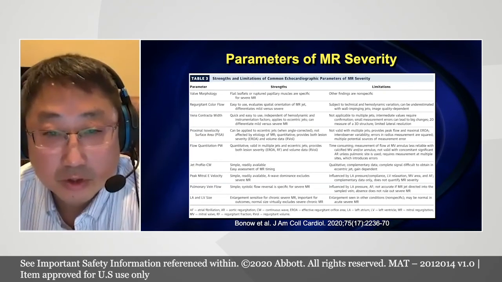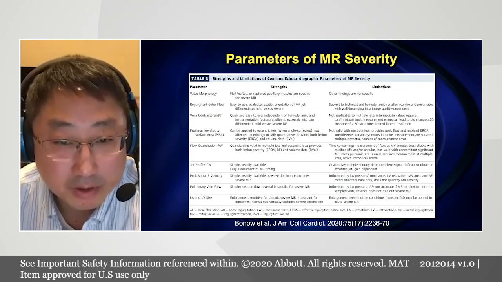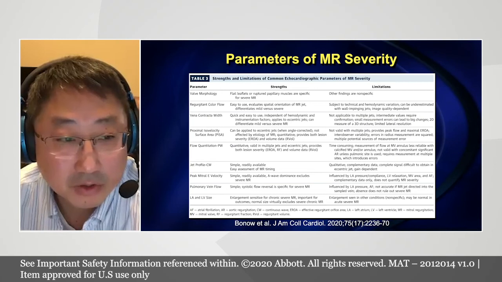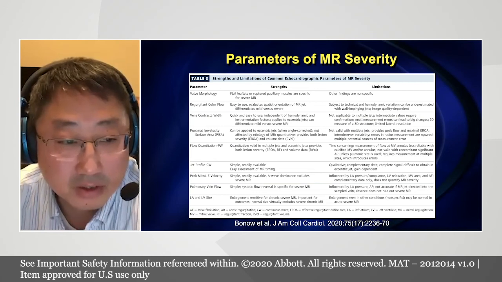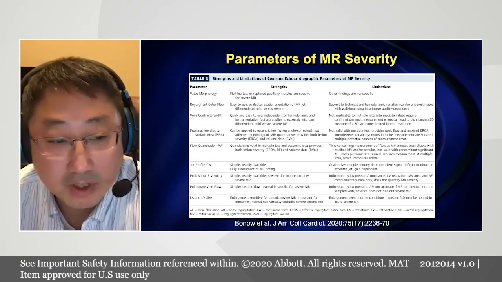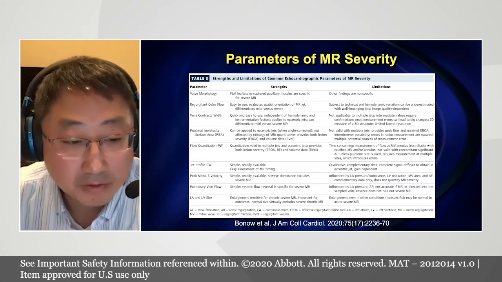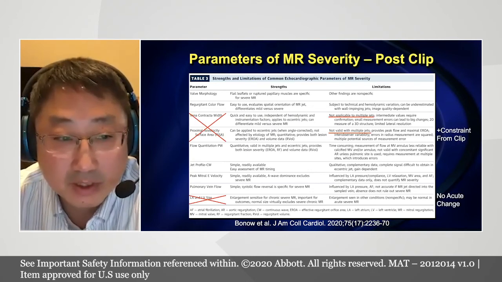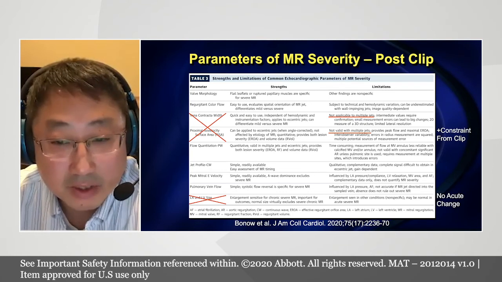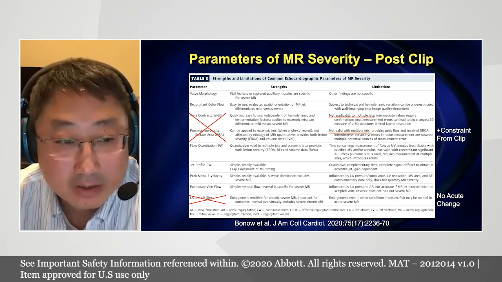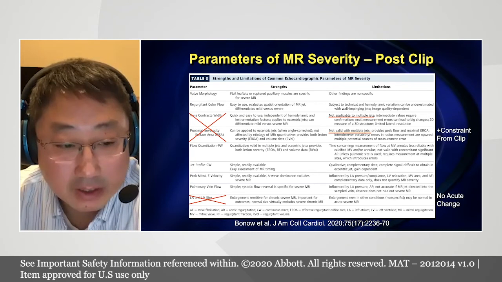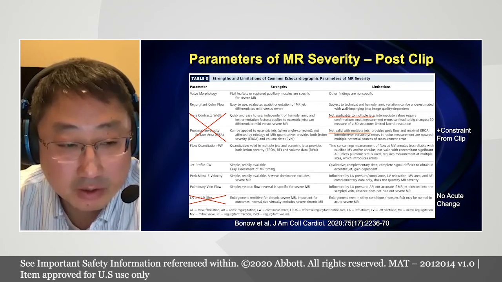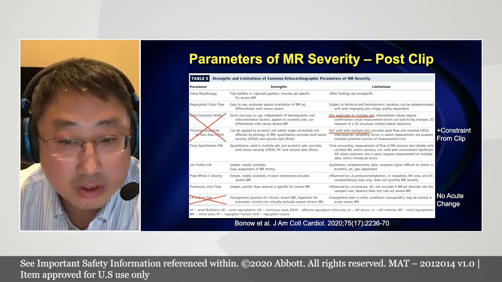So mitral regurgitation severity, pre-clip, you all are familiar with the measures that we use: color flow, vena contracta, PISA, quantitative Doppler, pulmonary vein flow reversal are all at our disposal to put together to assess severity. But once the clip is in, vena contracta and PISA are really not as helpful or as valid, and there's no acute change in the LA or LV size.